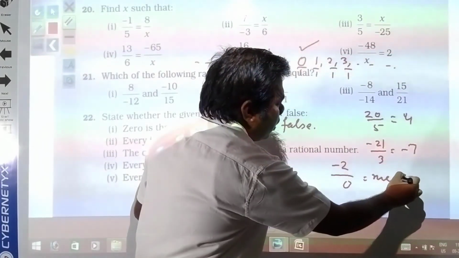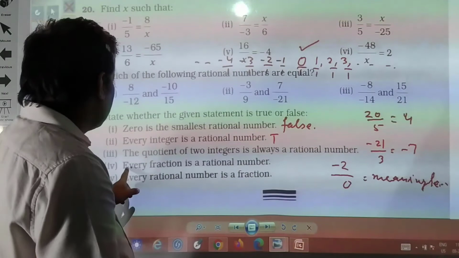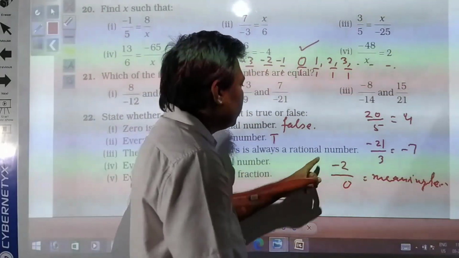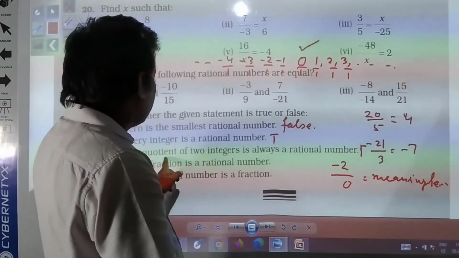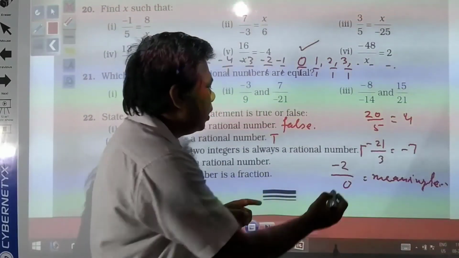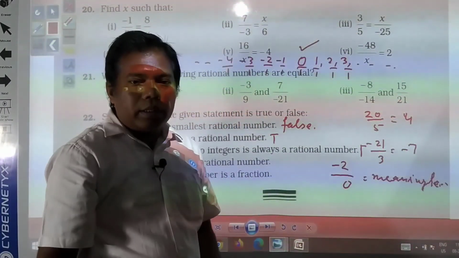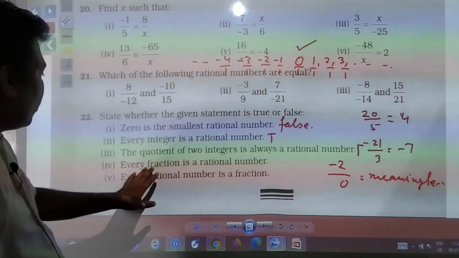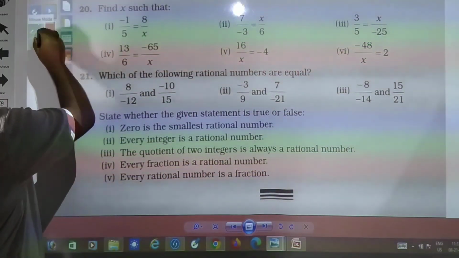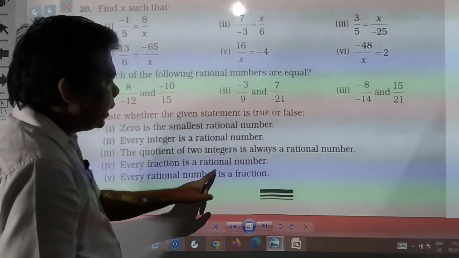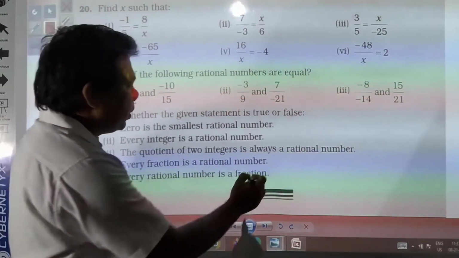that is meaningless, and that's why this is false. The quotient of two integers is always a rational number. This is false, because that will not be a rational number. Suppose by 0 if you are dividing, that will not be a rational number. Then you have, every fraction is a rational number. Every fraction, if you remember, is a rational number. Yes, every fraction is a rational number. That is true.